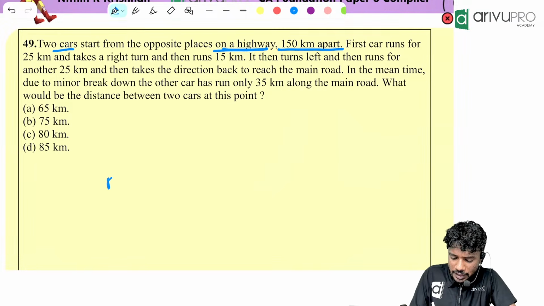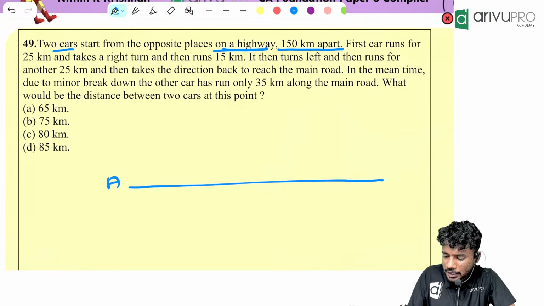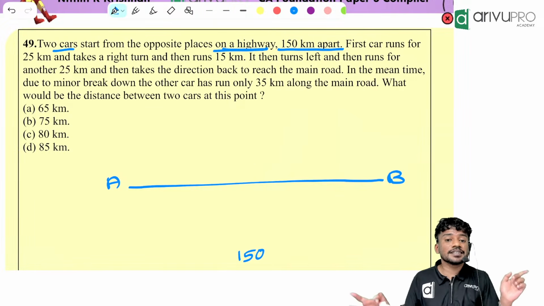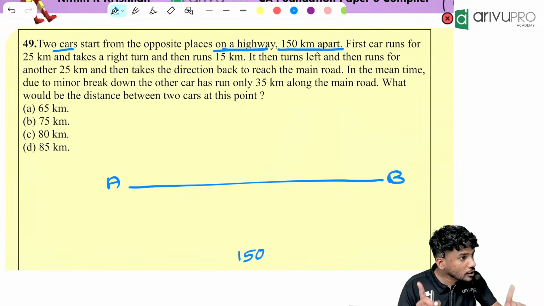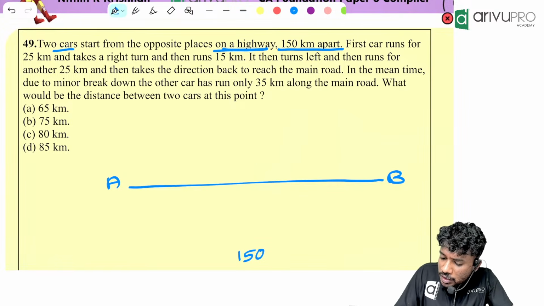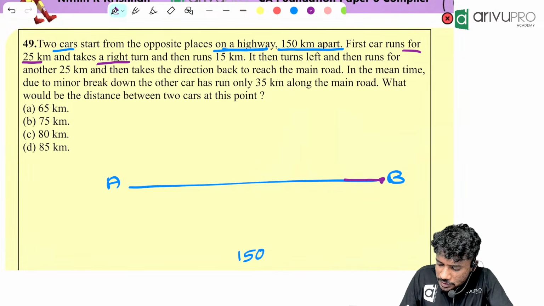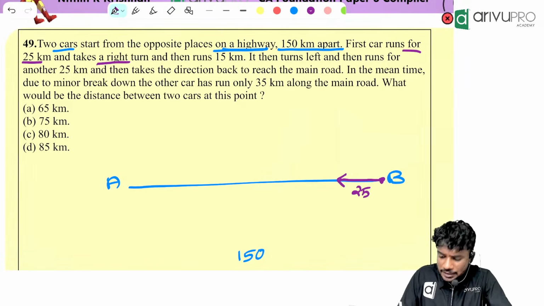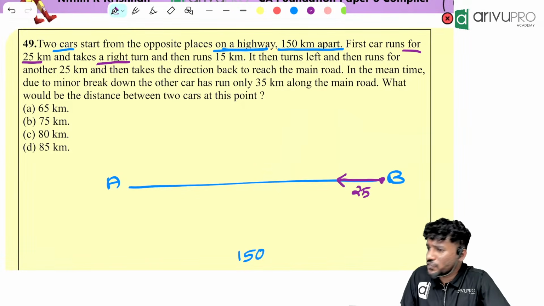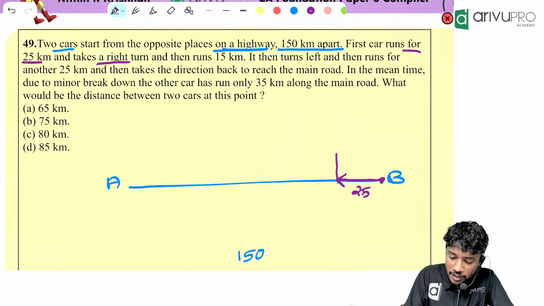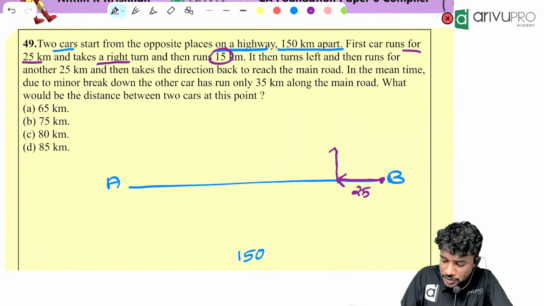So, for example, car A is there. Then car A and car B are how many kilometers apart? 150. So the total distance between them is what? 150. Then what happens in the question? The first car runs for 25 kilometers and takes a right turn. For example, B runs 25 kilometers and takes a right turn. What does that mean? Right of west is what, people? That is north. How many kilometers is he turning? 15 kilometers.